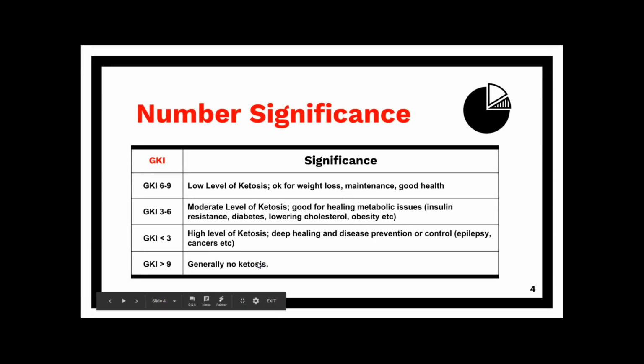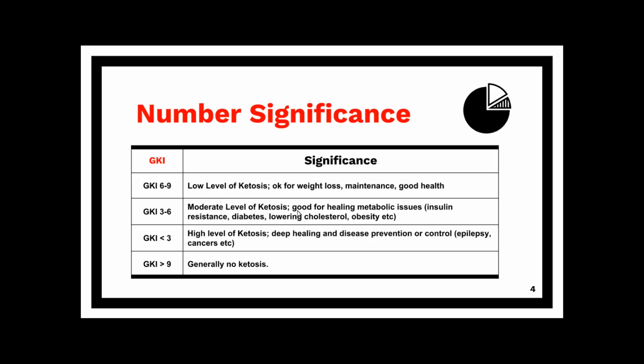And why are these values important? We're going to go into a little bit more in the next slide, but let's briefly hit on this. If your ratio is greater than 9, then you're generally not in ketosis, and I'll tell you why in a minute. If your GKI is between 6 and 9, it's a low level of ketosis. This is usually where beginners are, and it's okay for weight loss, maintenance and overall good health. A GKI of 3 to 6 is a moderate level of ketosis. It's excellent for healing metabolic issues like insulin resistance, diabetes, lowering cholesterol, and working on your weight.